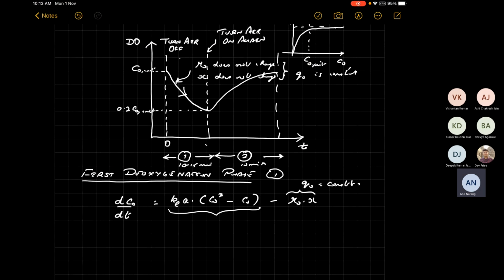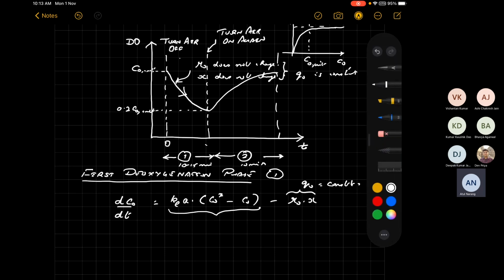I mean, I've turned the air off. I guess it is the mass transfer rate of the oxygen which is going down. Hmm. So actually, this term will be equal to zero. Because, and I'll tell you, yes, sir, let me first explain to you. This is a model assumption, really.